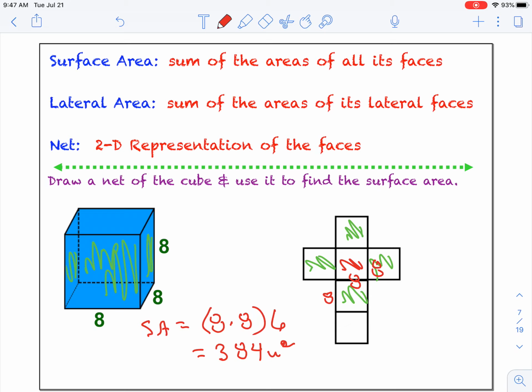Now, when we calculate using the formula, or sometimes when you're asked questions, they want you to find the lateral area separately. And so the lateral area would just be 8 times 8, one of them, times 4. So our lateral area would only be 256 units squared. Then we'd have to add the base area, which is another 2 squares.